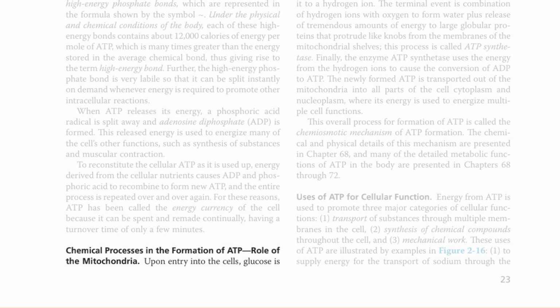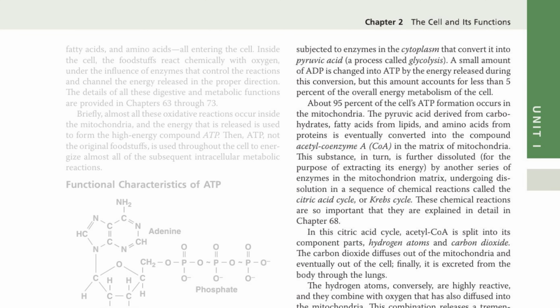Chemical processes in the formation of ADP: role of the mitochondria. Upon entry into the cells, glucose is subjected to enzymes in the cytoplasm that convert it into pyruvic acid, a process called glycolysis. A small amount of ADP is changed into ADP by the energy released during this conversion, but this amount accounts for less than 5% of the overall energy metabolism of the cell. About 95% of the cell's ADP formation occurs in the mitochondria.